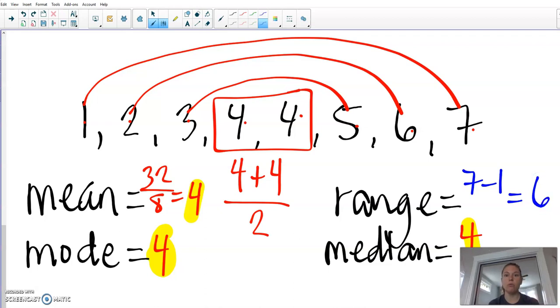All right, so you've now seen 2 examples. One where it's a little bit simpler because there's 1 number in the middle for median. Then I gave you another example, 2 numbers in the middle, you add them and divide by 2 to get that median.